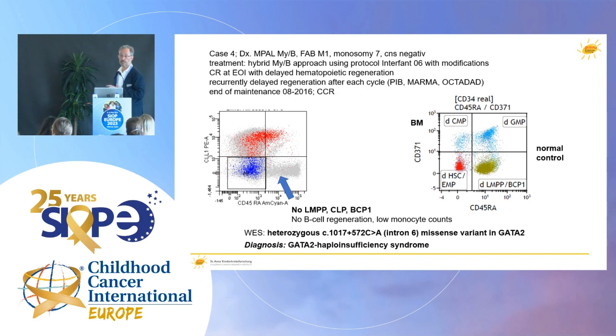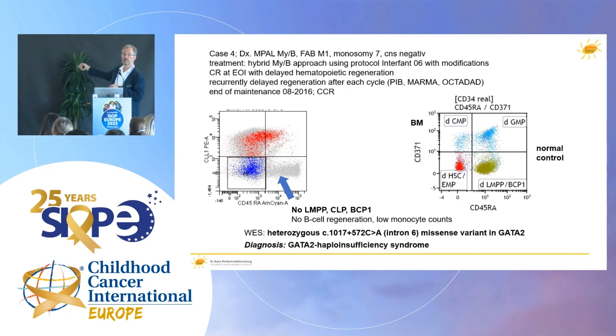Everything fits together. It has a leukemia. It has a weird leukemia. It has a monosomy 7. It has poor B-cell regeneration. We didn't find any B-cells since then. We didn't have only low monocyte counts, and they have no LMPPs, no B-cell precursors, etc. So this is the GATA2 window. If you have this four-chamber view and you don't find LMPPs, no PCP1s, I know it's a GATA2.